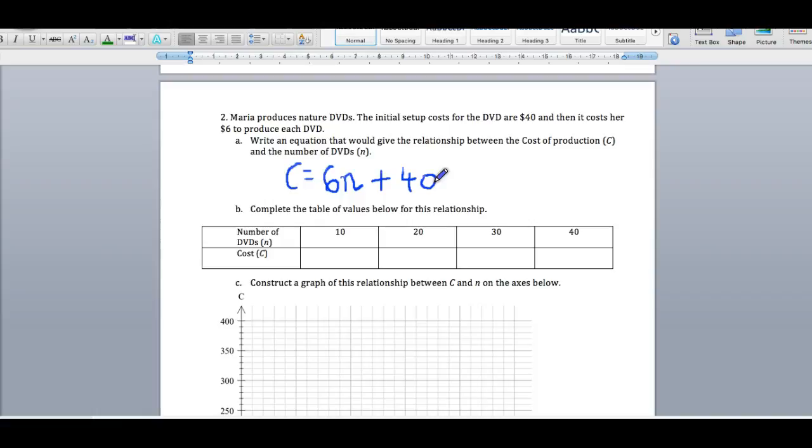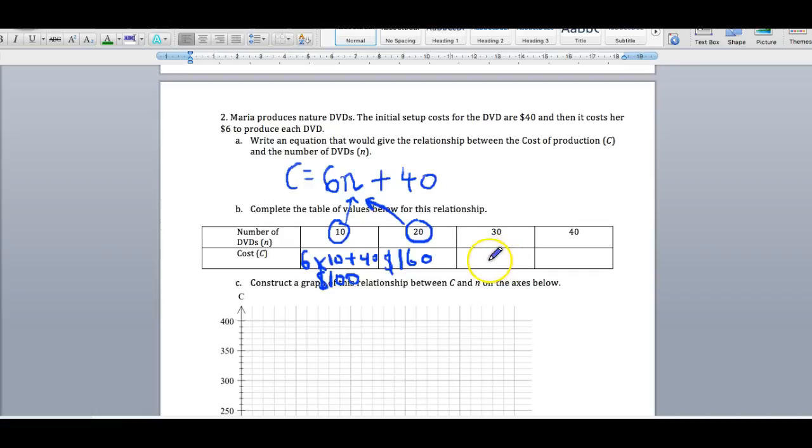All right, so in question B, we actually have to do some substitution. Complete the table of values below for this relationship. So what we do is we substitute 10 for N, 20 for N, and so on. So here we have 6 times 10 plus 40, 60 plus 40 is $100. Okay, so 6 times 20 is 120 plus 40, it's $160. You don't have to put the dollar sign in if you don't want to.